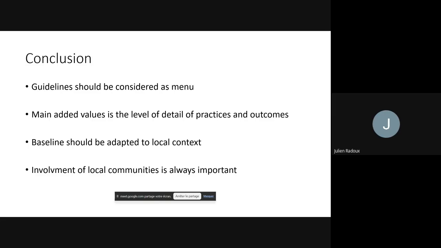And the involvement of local communities is therefore very important because they are the ones that would look at the local context and would help us to improve that.